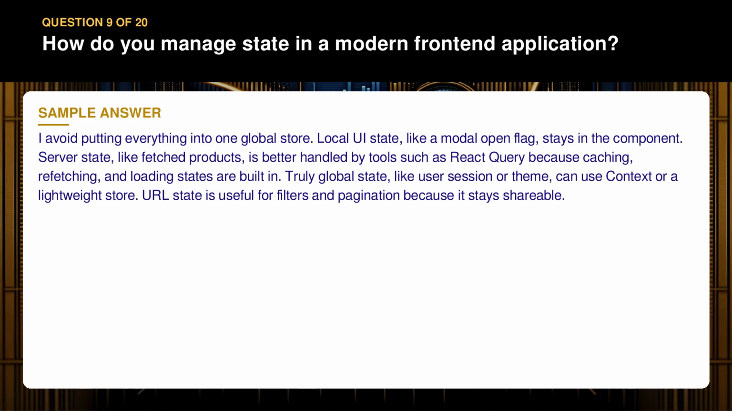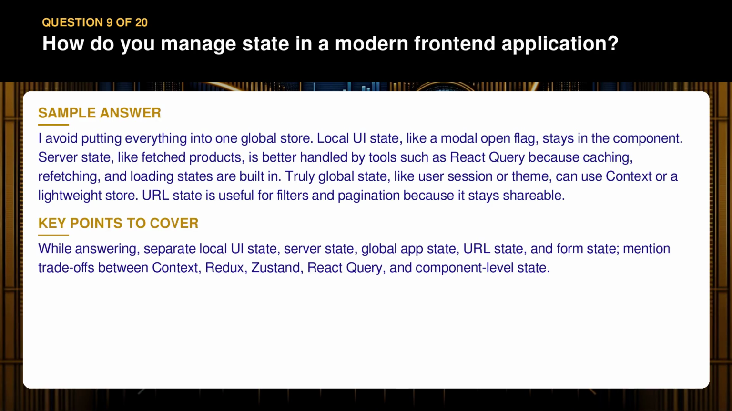URL state is useful for filters and pagination because it stays shareable. While answering, separate local UI state, server state, global app state, URL state, and form state. Mention trade-offs between context, Redux, Zustand, React Query, and component-level state.